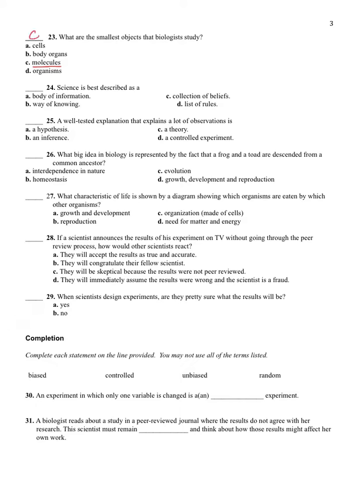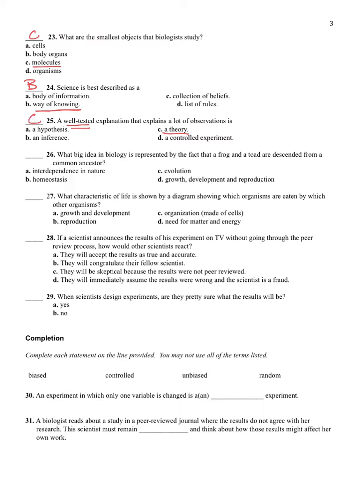Number 24. Science is best described as a way of knowing. So that's letter B. And this is because science is a systematic way of collecting information and then sharing it with others. Number 25. A well-tested explanation that explains a lot of observations is, again, a theory. Anytime something is well tested, it is on its way to becoming a theory or is a theory, because theories have lots of research that support them. So this is C.